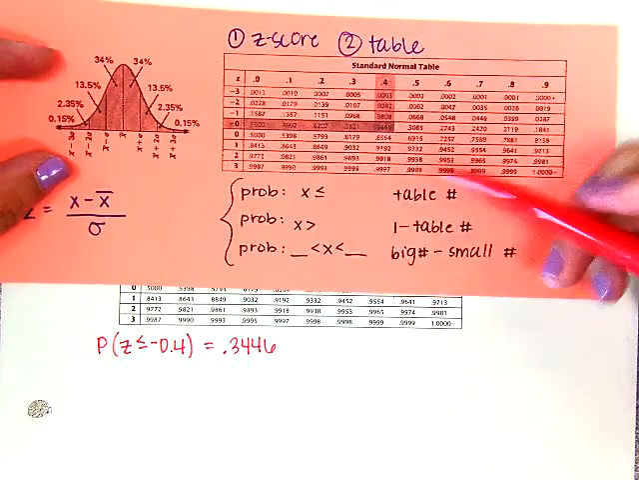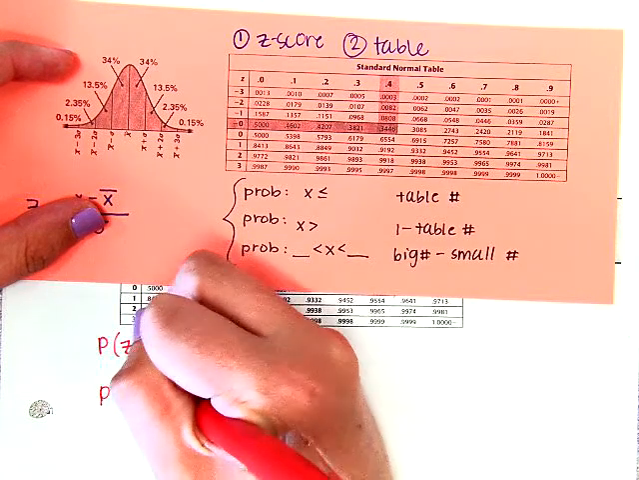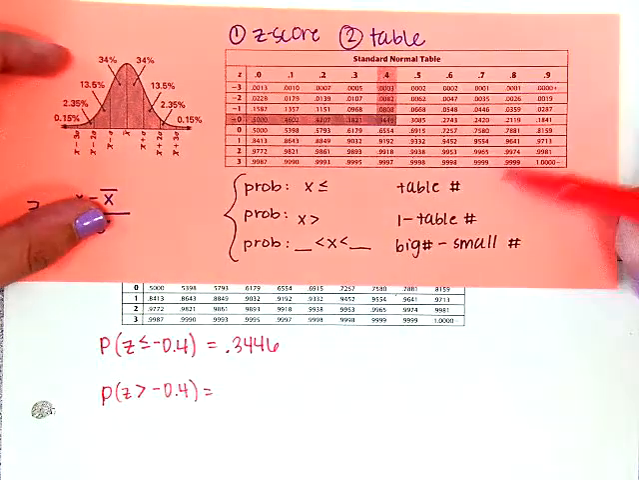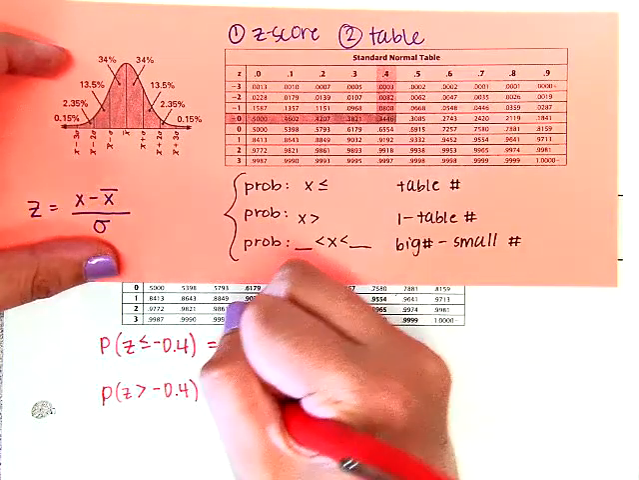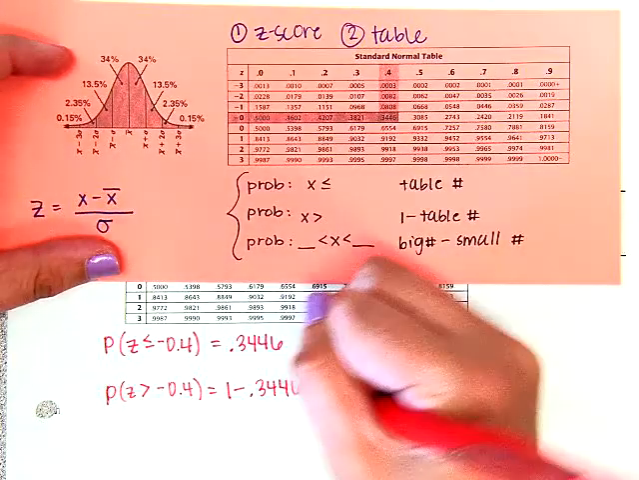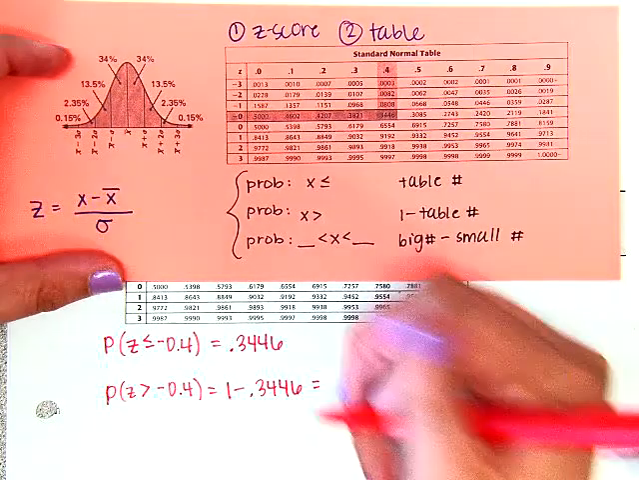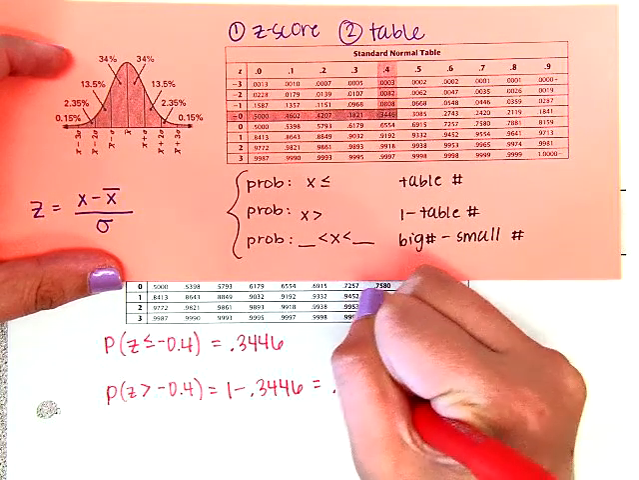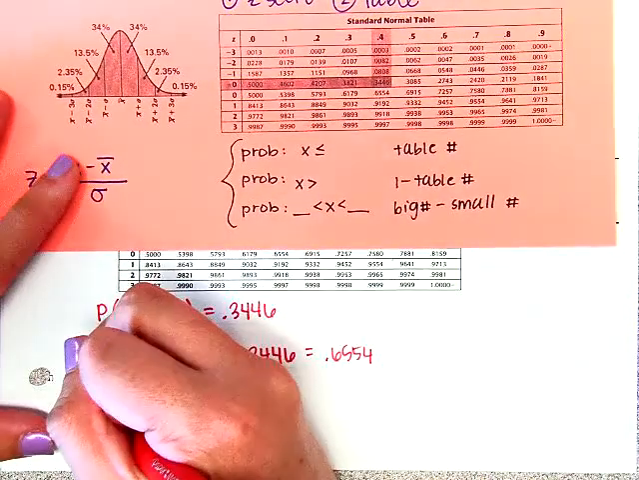When it's bigger than, so say we want to find the probability z is bigger than negative 0.4, I would do 1 minus my table number. So this is my table number. I do 1 minus 0.3446. 1 minus 0.3446 gives me 0.6554.